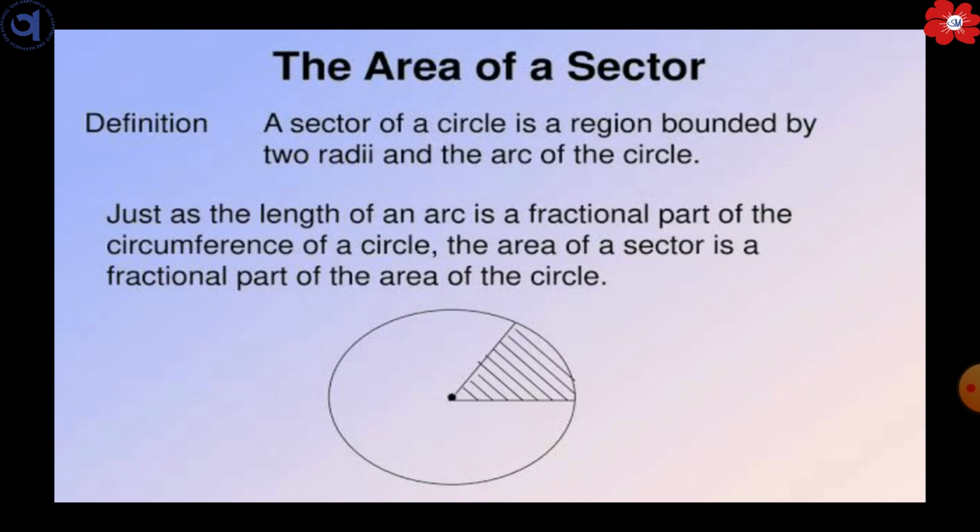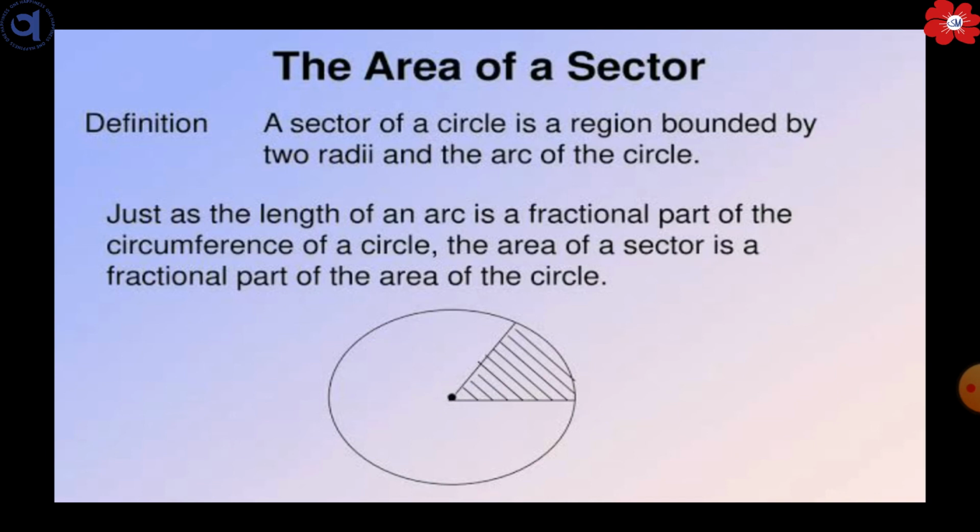Next point, the area of sector. First of all, what is a sector? A sector of a circle is the region bounded by two radii and the arc of the circle. Look at the figure. Here, two radii and a minor arc bound a closed figure. This closed portion is called a sector.